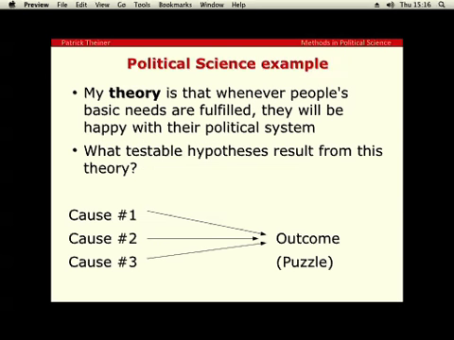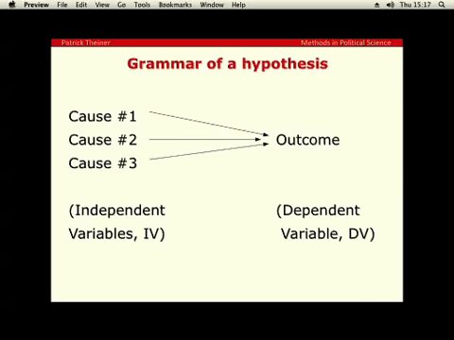So, let's make a little political science example. My theory is that whenever people's basic needs are fulfilled, whatever that is, we're going to come to that in a second, they're going to be happy with their political system. How could we make this into a one-sentence statement that we can then test? The statement should have to do with what the causes and the outcomes are. The cause would be that people's basic needs are fulfilled, and the outcome would be that people are happy. This is also called independent and dependent variables.